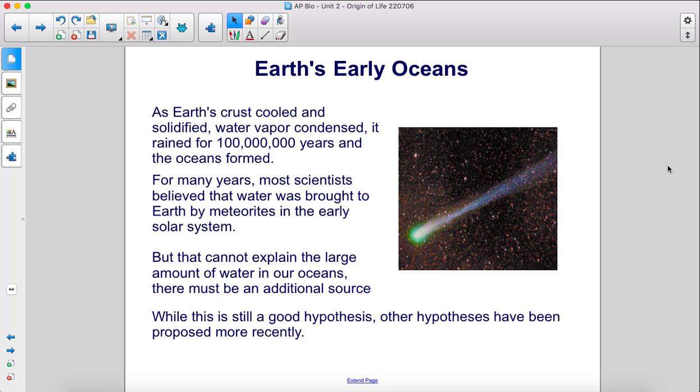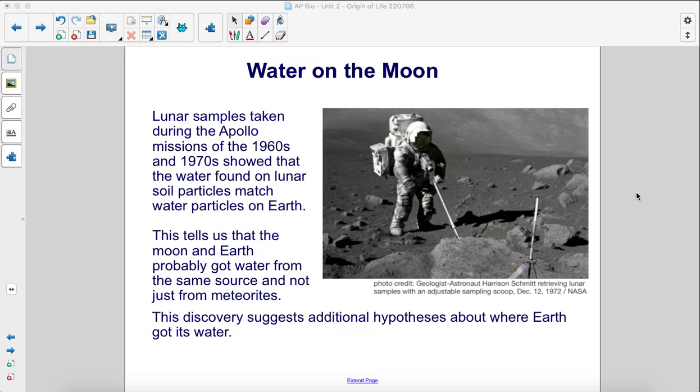While this is still a good hypothesis, other hypotheses have been proposed more recently. Lunar samples taken during the Apollo missions of the 1960s and 1970s showed that the water found on lunar soil particles matches water particles on Earth. This tells us that the Moon and Earth probably got water from the same source, and not just from meteorites. This discovery suggests additional hypotheses about where Earth got its water.